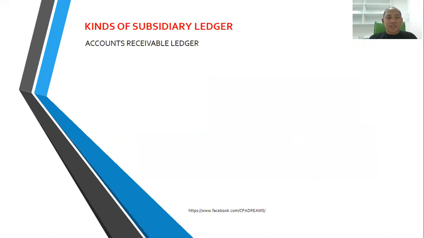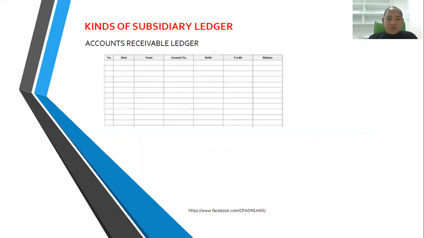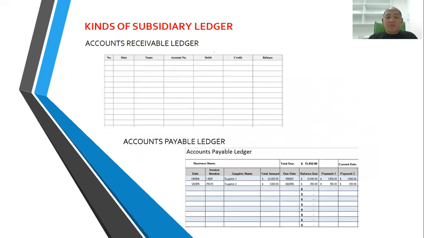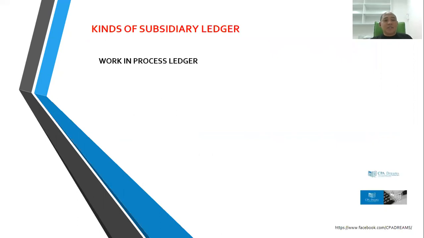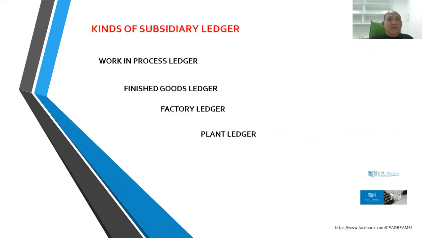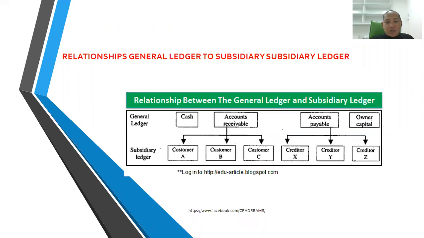Okay, what are the kinds of subsidiary ledger? We have accounts receivable, the one that I showed you from the previous slide. And then you have the accounts payable ledger. In the accounts payable ledger, you have different suppliers, meaning you are ordering from different suppliers. So they have their own subsidiary ledger: supplier 1, supplier 2, supplier 3. Other kinds of subsidiary ledger used in cost accounting are the work in process ledger, finished goods ledger, factory ledger, plant ledger, and expense ledger.